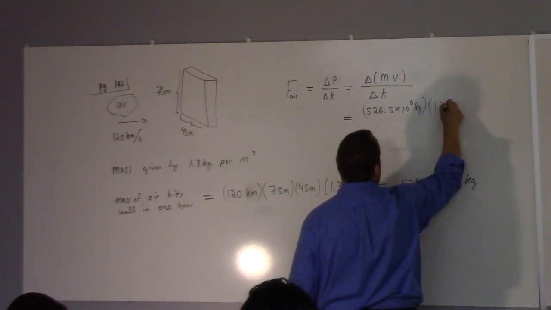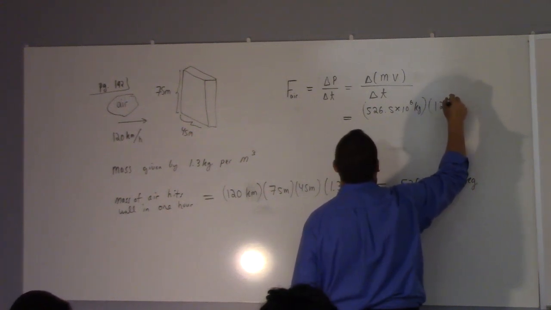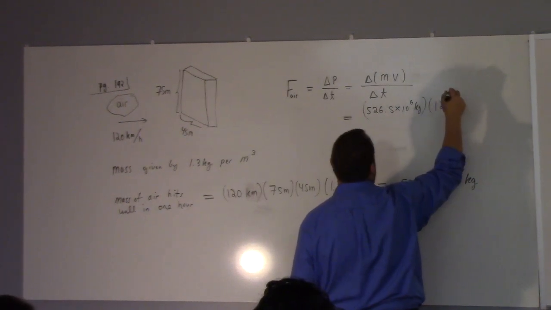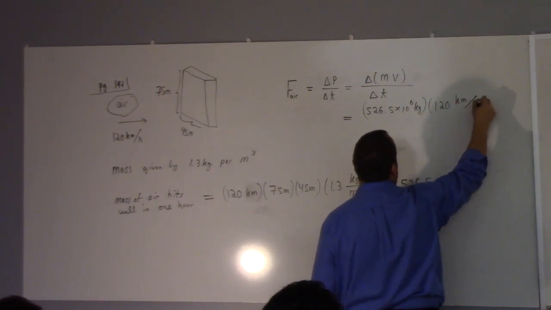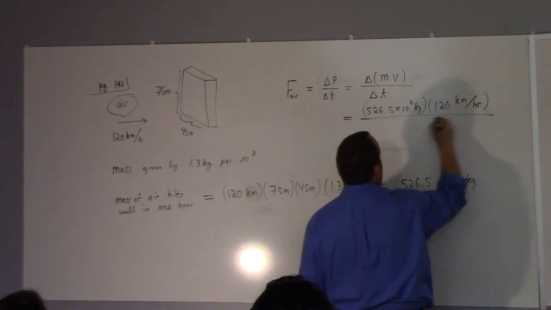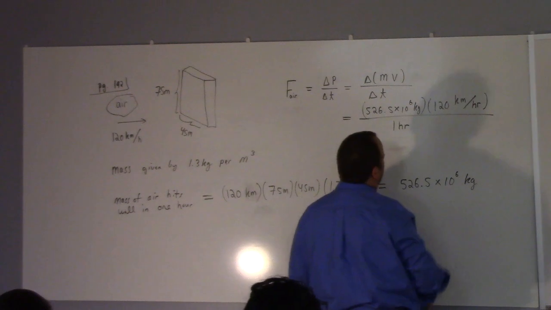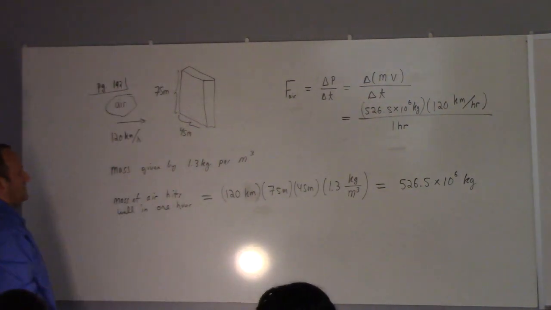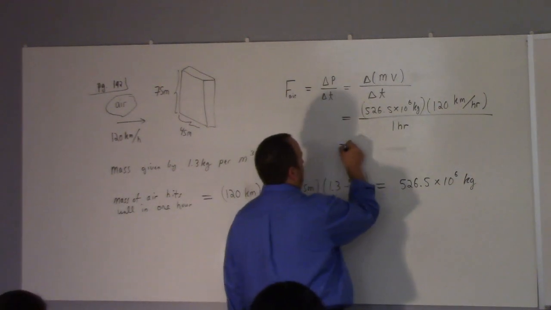120 kilometers per hour. Oh, okay, I got it. And then divided by 1 hour. So these hours cancel. Well, no, they don't. That gives me an hour squared. Oh, that's obnoxious. All right, I can't avoid the hour calculation. We're stuck with it. So, fine.